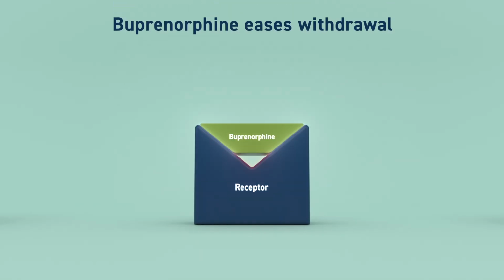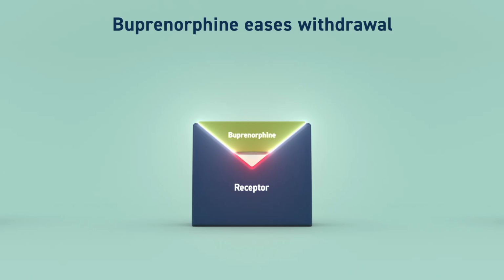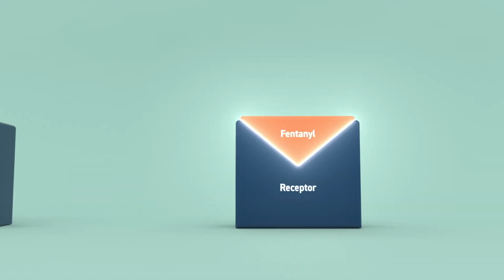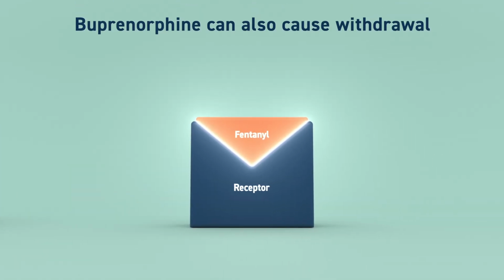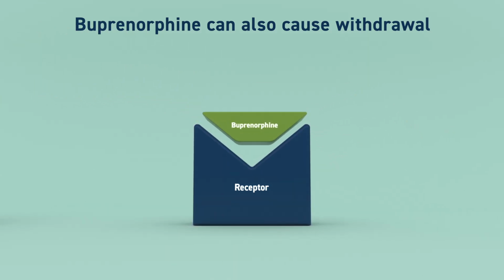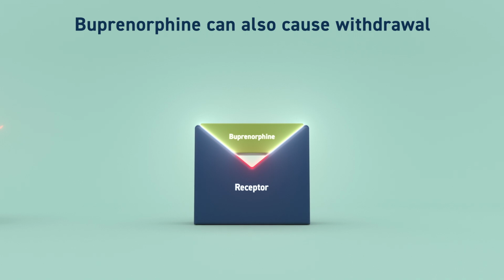Buprenorphine is a partial high-affinity agonist. So if someone is already in withdrawal, the partial opioid receptor activation helps them feel better. But if the opioid receptors are still saturated with a full agonist like fentanyl, buprenorphine will push it off the receptor without fully replacing its effects, meaning withdrawal pathways activate and symptoms kick in fast.